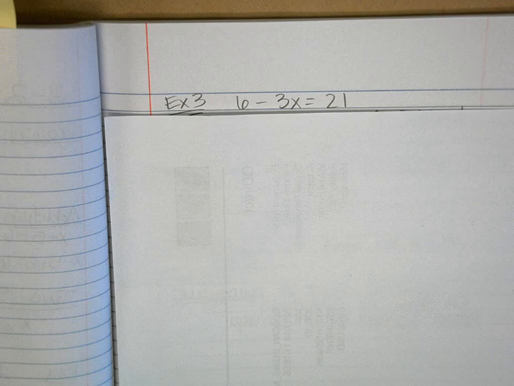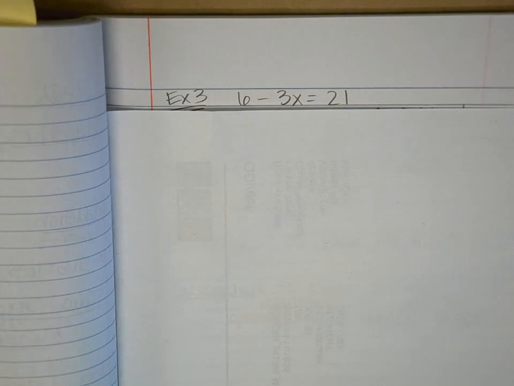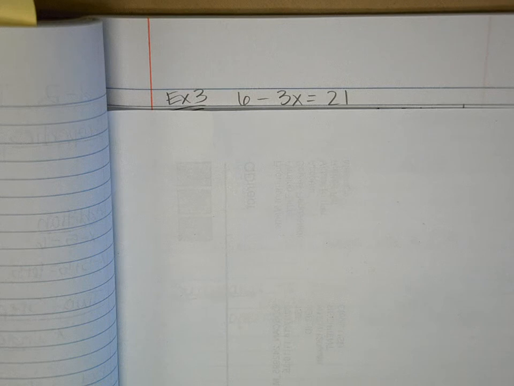6 minus 3x equals 21. What should we do first? Add? Add what? Add 3? Think about it some more. Yeah. Subtract 6. Are you starting to notice that we do the number with the variable? We do that last, huh? Yeah, we're doing that last.